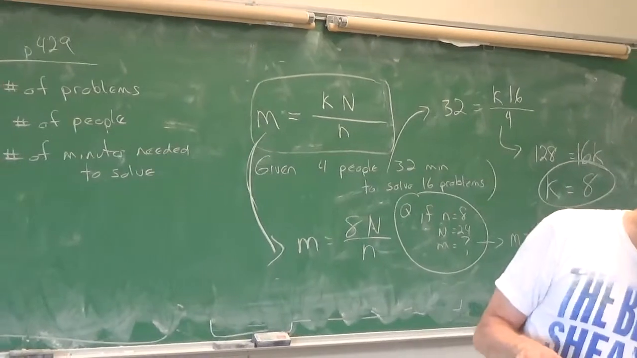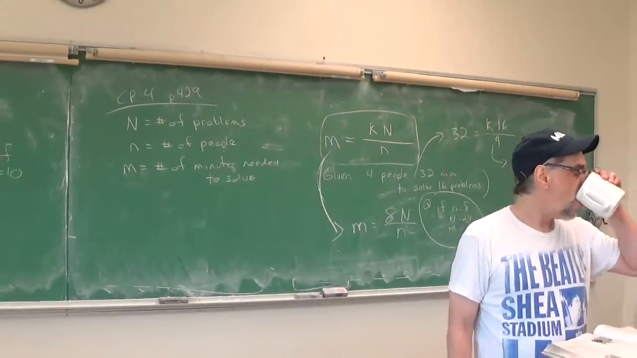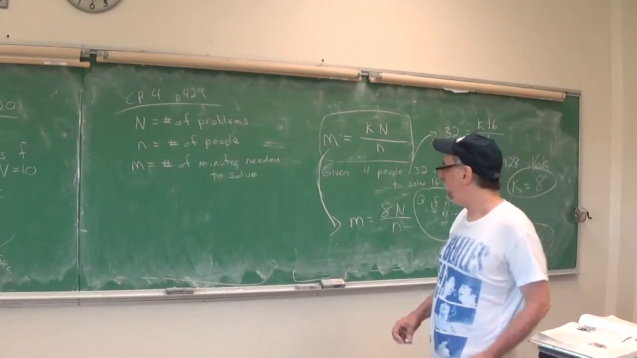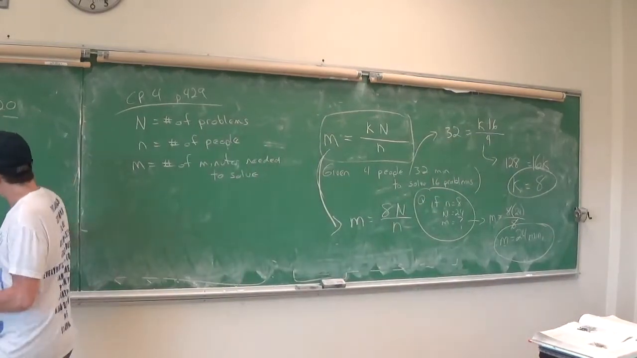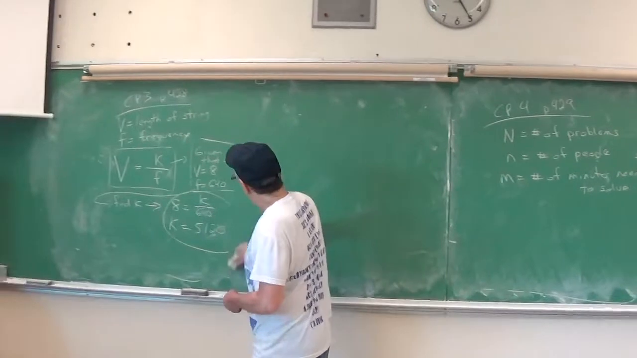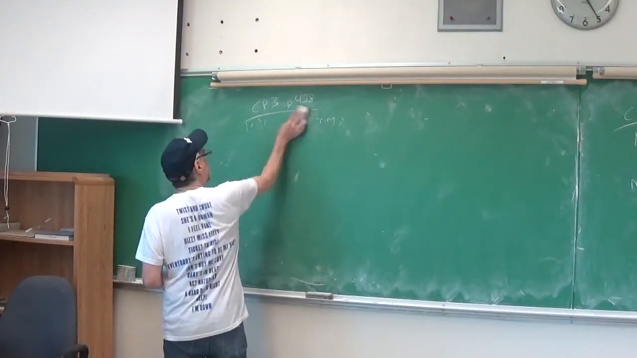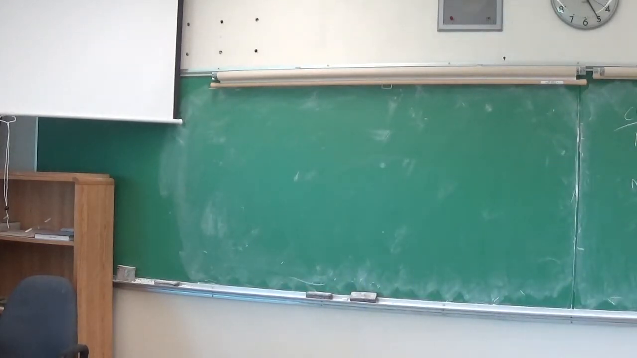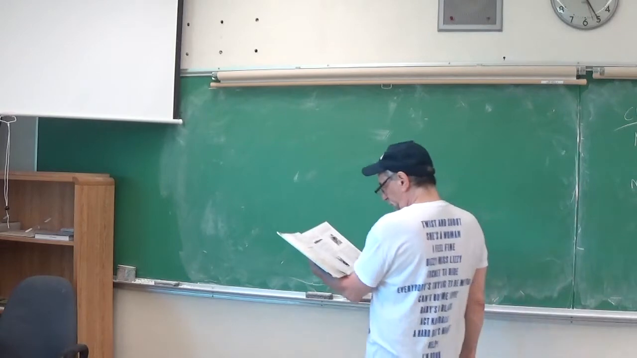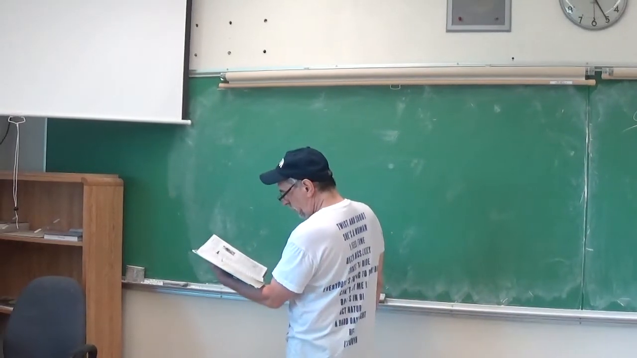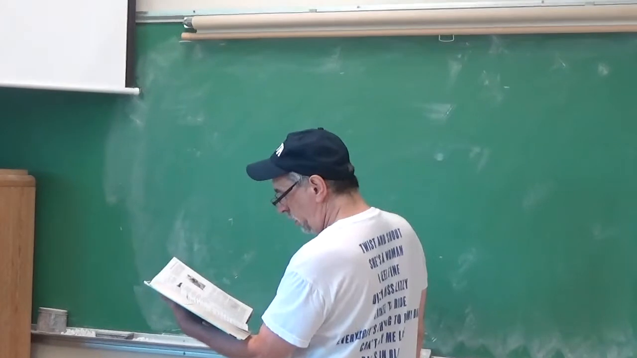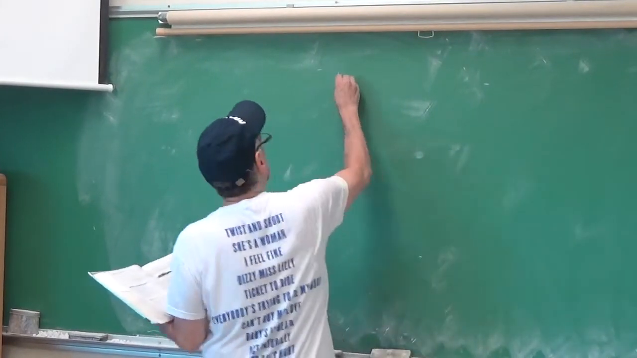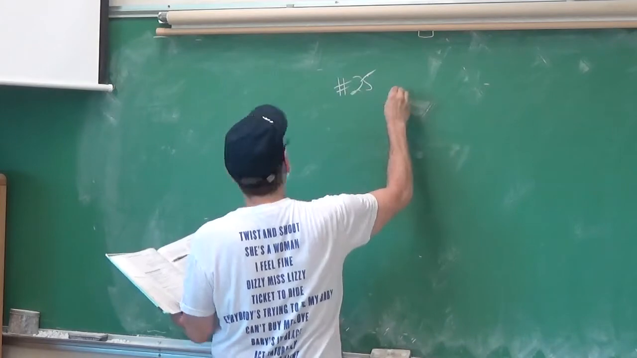All right, let's do one more just to make this absolutely clear. We'll do checkpoint 5, which is another example of joint variation. Okay. Actually, let's do this one about the tallest man in the world. That was pretty cool. Let's look at number 25 on page 431.